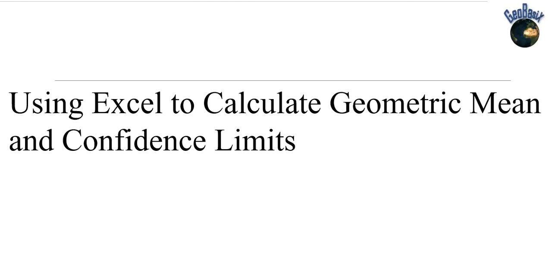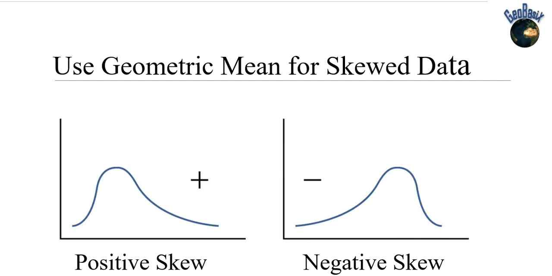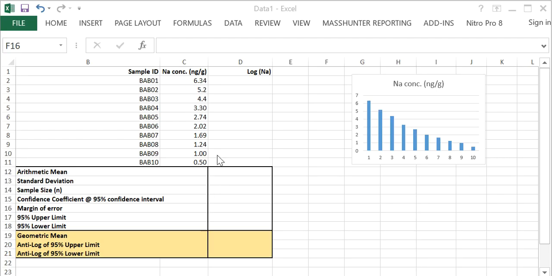Hello everybody, I made this video to help anyone calculate geometric mean and its confidence limits using Excel. Before you do this, you have to make sure that your data is either positively skewed or negatively skewed. As you can see here, the data I'm using for this demonstration is positively skewed, so I can confidently go ahead and calculate my geometric mean.